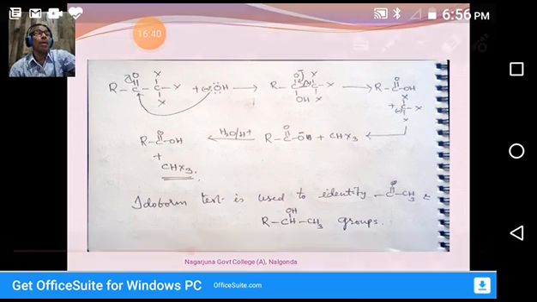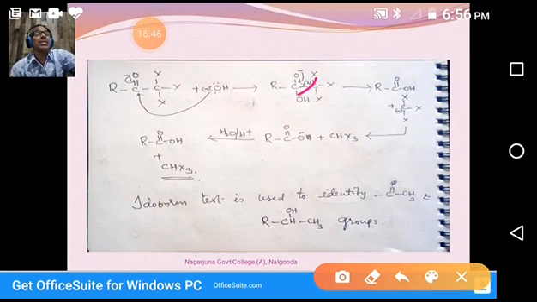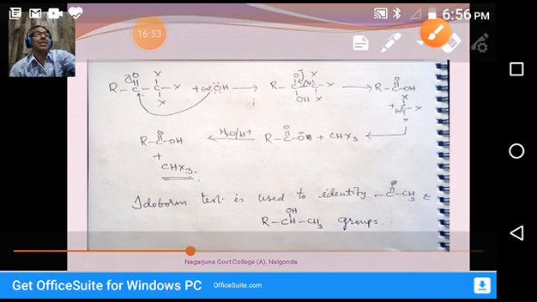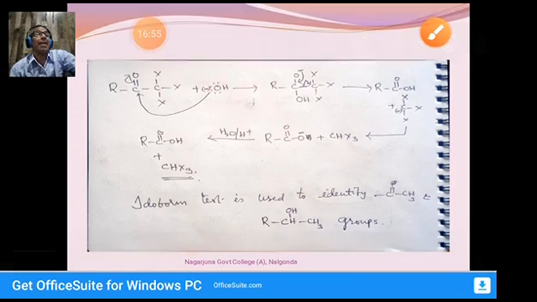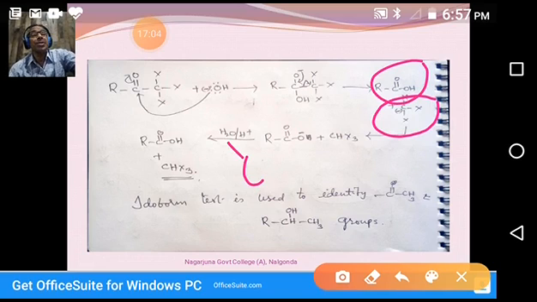This O minus ion, on electron delocalization, gives an acid and a CX3 minus carbanion. You see, it is a CX3 minus and an acid. CX3 minus is a strong base.